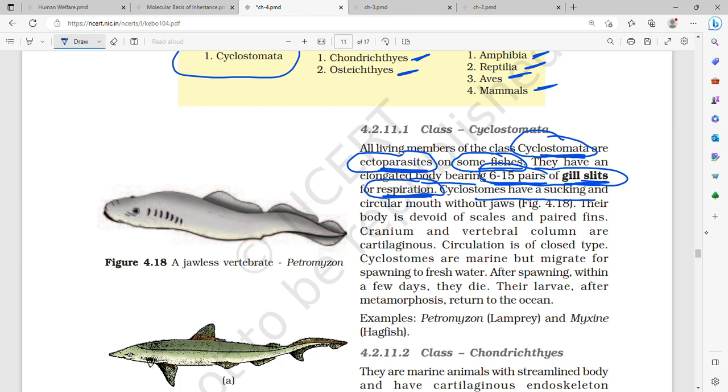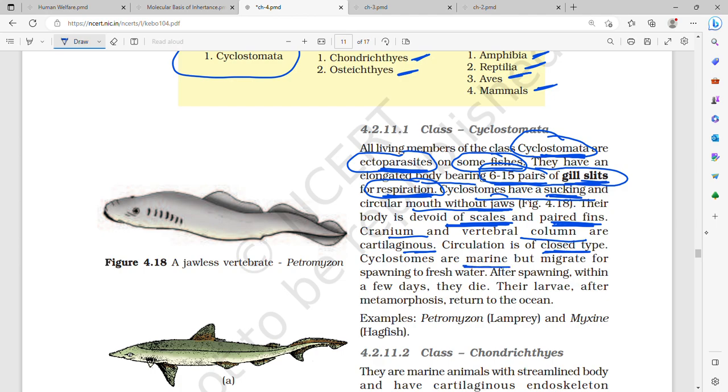Cyclostomes have a sucking and circular mouth without jaws, because they are jawless Agnatha. Their body is devoid of scales and paired fins. Cranium and vertebral column are cartilaginous. Circulation is of closed type.